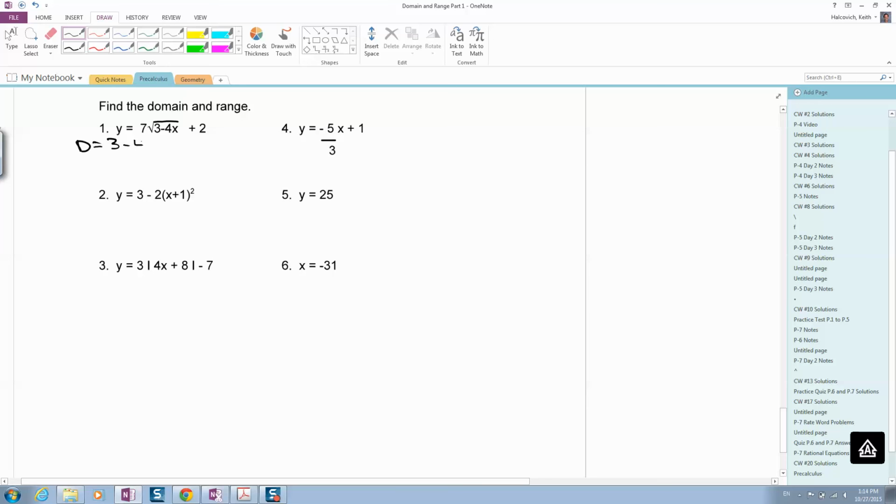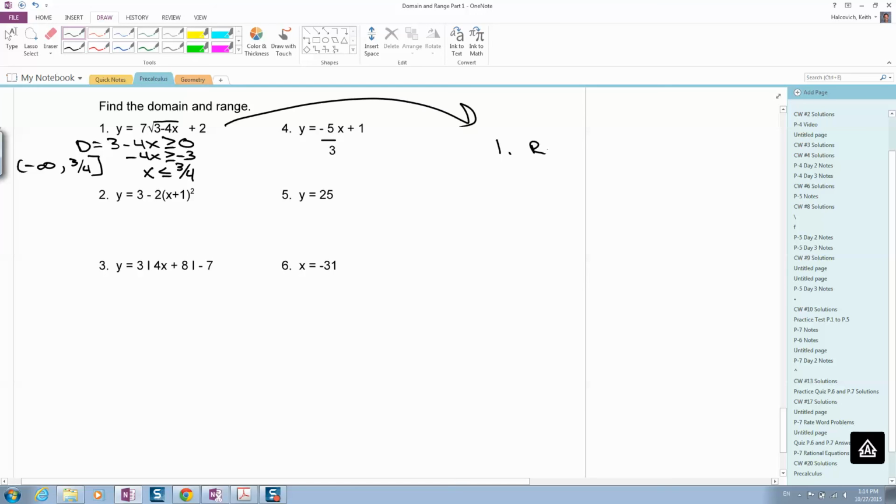You have to go 3 minus 4x is greater than or equal to 0. Negative 4x is greater than or equal to negative 3. x is less than or equal to 3/4. So for the domain, you go from negative infinity to 3/4. Then the range, I'll come over here and do this.